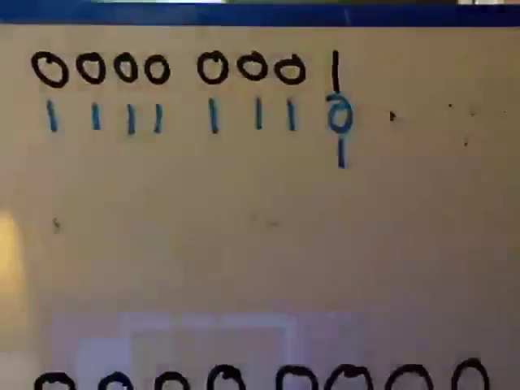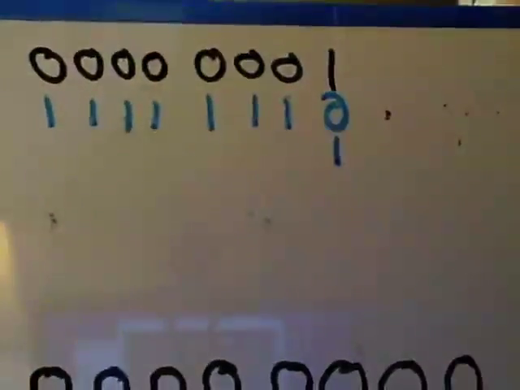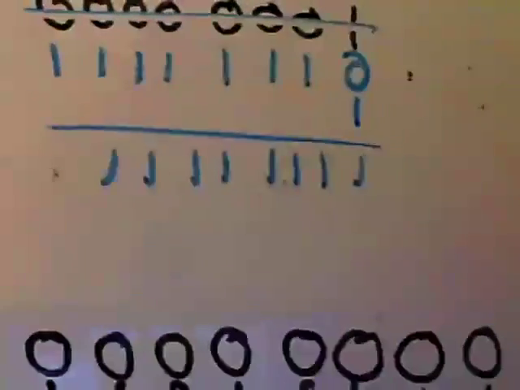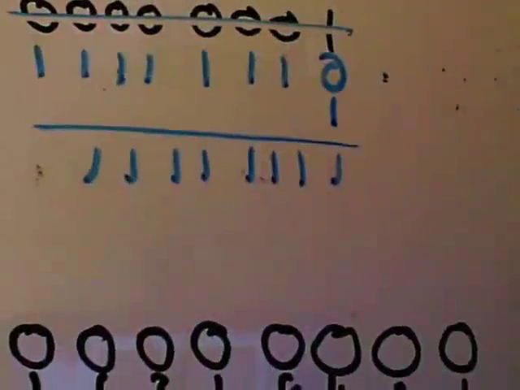So I put a 1 here, and now I'm going to add the 1 to the 1, 1, 1, 1, 1, 1, 1, 0. And the answer I'm going to get is 1, 1, 1, 1, 1, 1, 1, 1. That is -1.